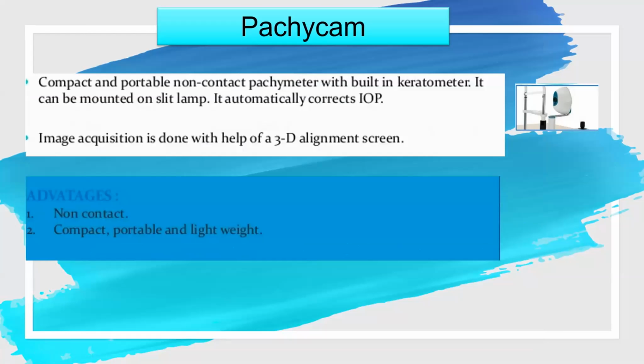Now this is another device, which is the PachyCam, which is just like the Pentacam but measures only corneal thickness, and it gives you a 3D alignment screen. It is a non-contact and lightweight device, which is known as PachyCam.